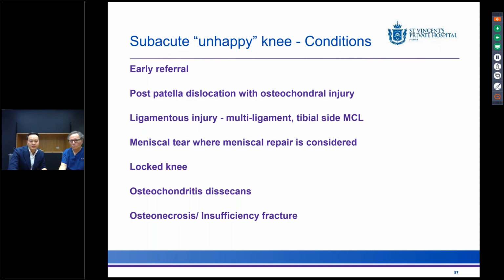The locked knee can also occur because of osteochondral fragments, and this can occur with a patient with osteochondritis dissecans. And I've just put this in that I would like to see this patient early as well with osteonecrosis or insufficiency fracture. It's a subacute presentation.